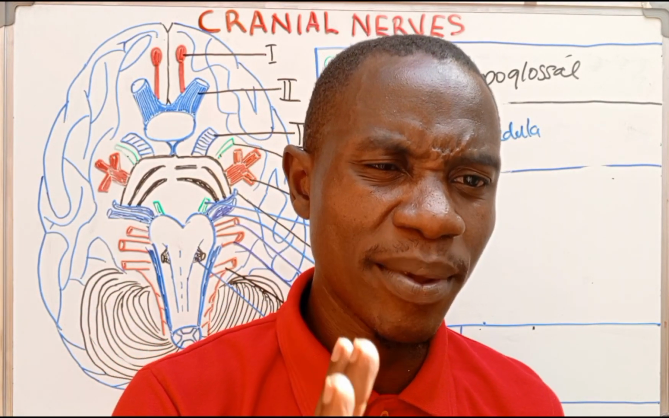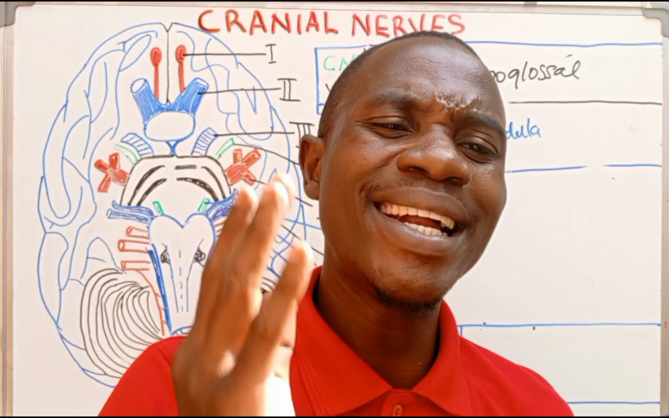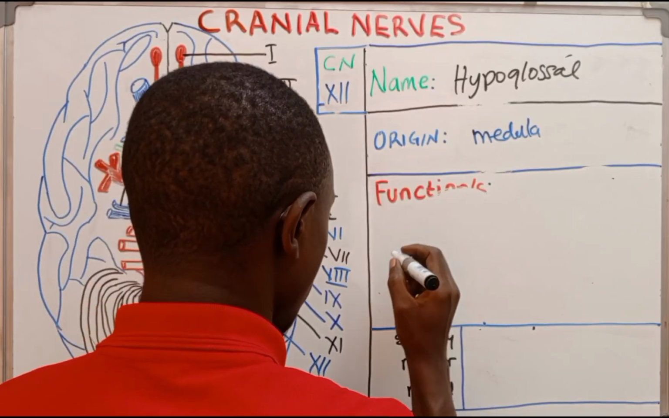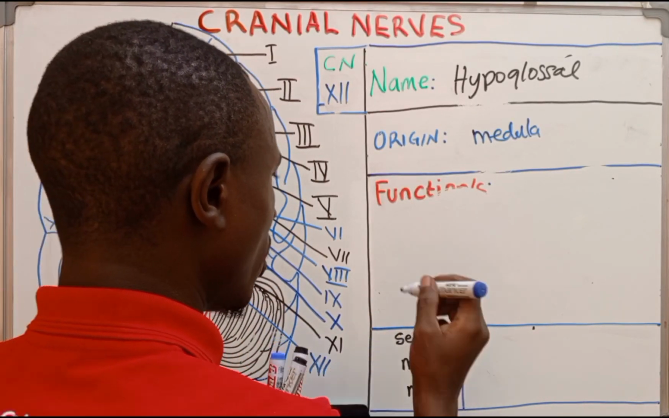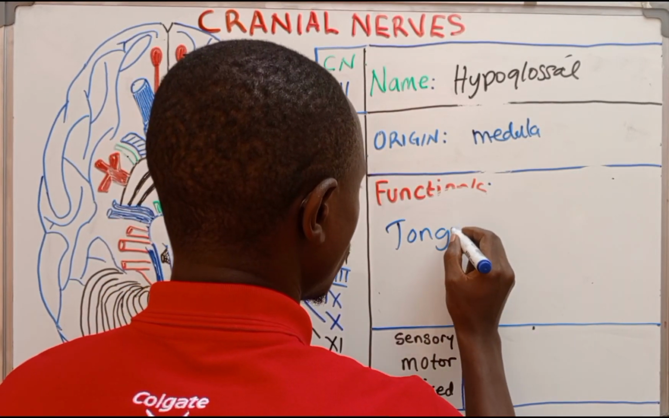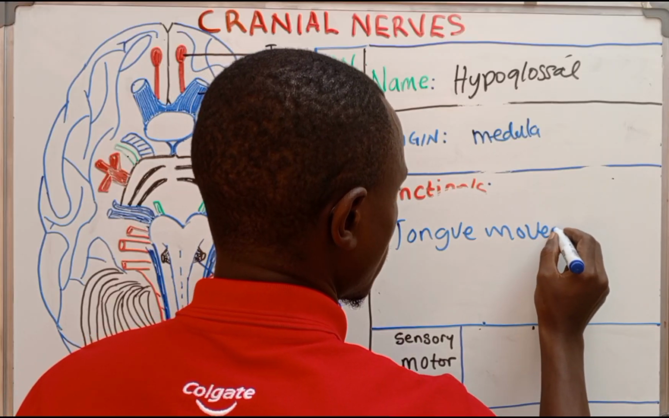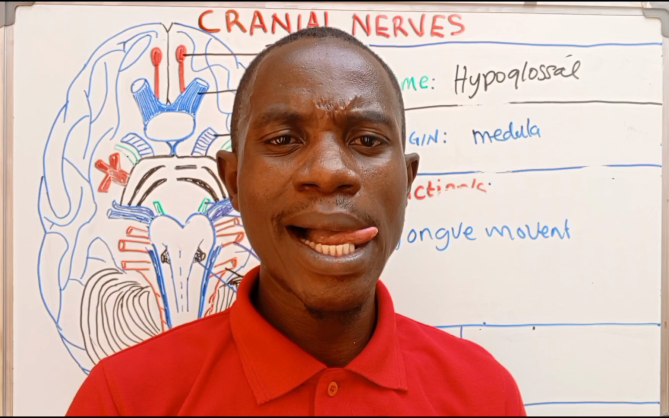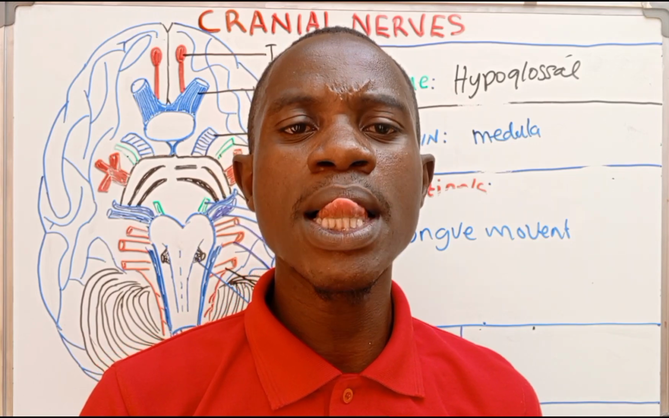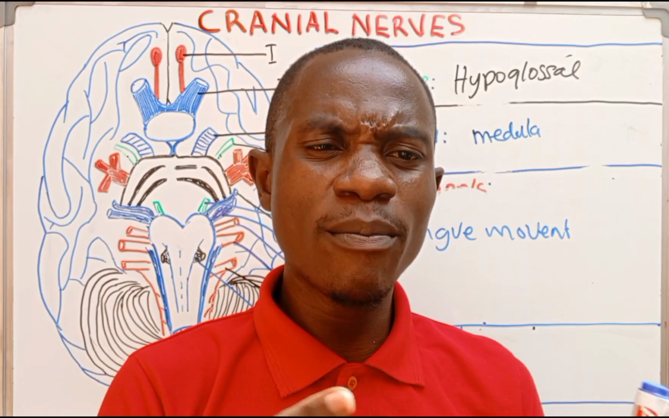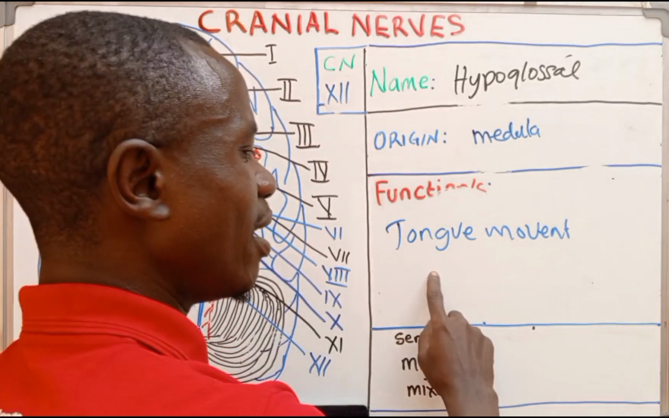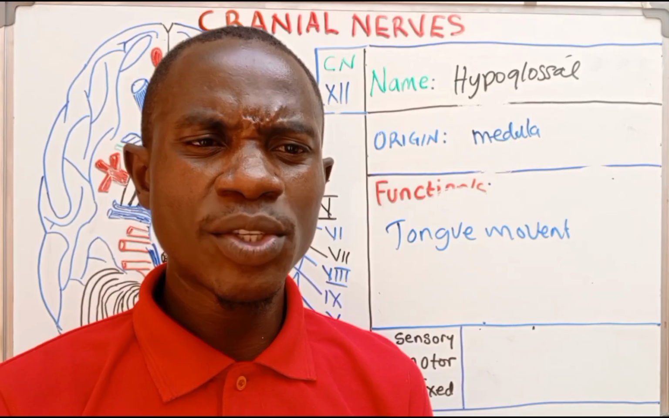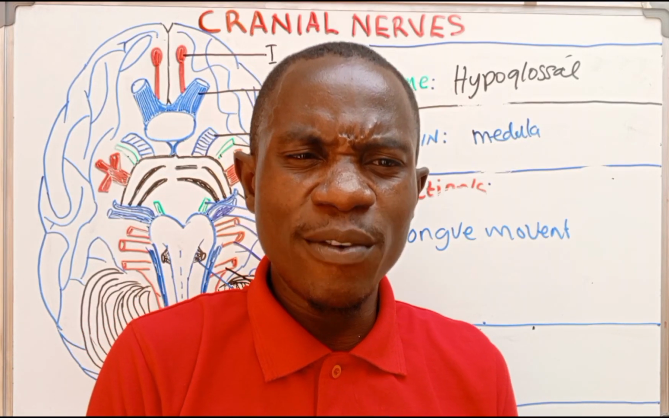Okay, it is going to be helping in the muscles of the tongue. And for that reason, this cranial nerve is going to be helping in tongue movement. It is going to be playing a role in what we call tongue movements. With tongue movements, the tongue can move laterally. It can also move up and down. Those kinds of movement of the tongue are going to be under what we call the hypoglossal nerve.